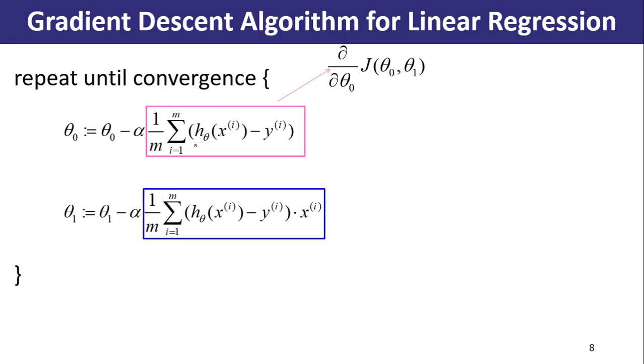This h theta of x i is nothing but our predicted value, and y i is our actual value. So predicted value minus actual value, the summation of all those differences for all m samples, multiplied by 1 divided by m. This is the derivative with respect to theta 0, and the same thing multiplied with x i would be the derivative with respect to theta 1.